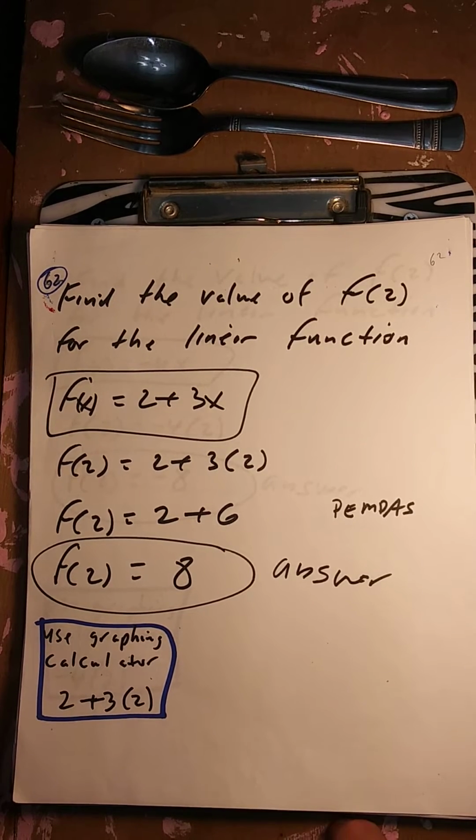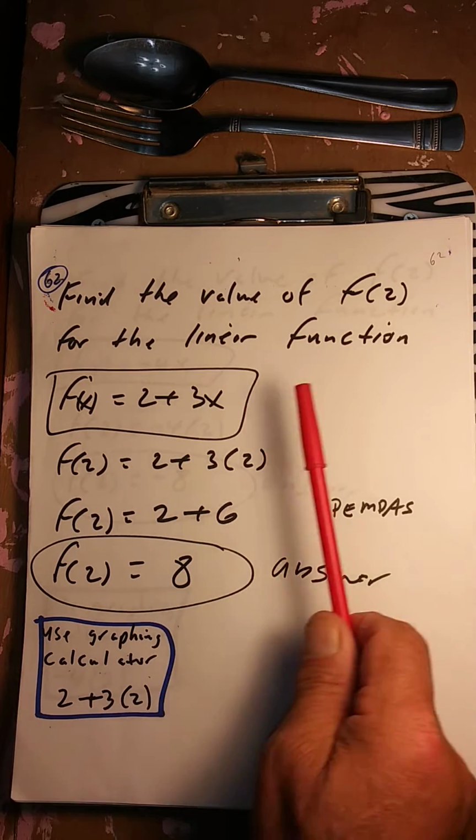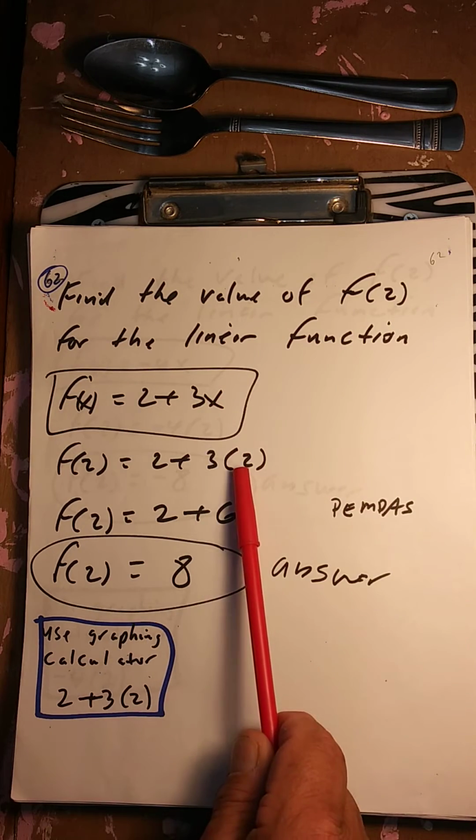Next one. Find the value of f of 2 for the linear function. F of x equals 2 plus 3x. Put the 2 in there for the x. Right there. So now look at this.